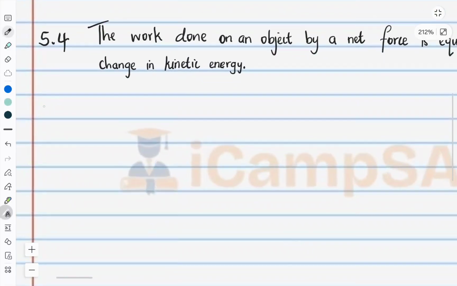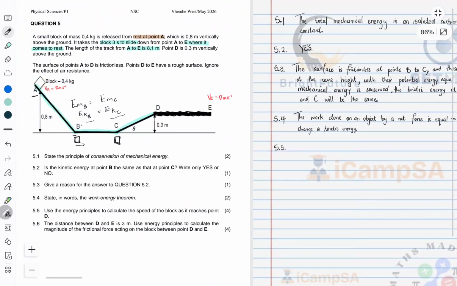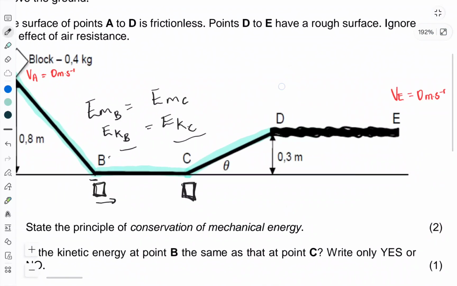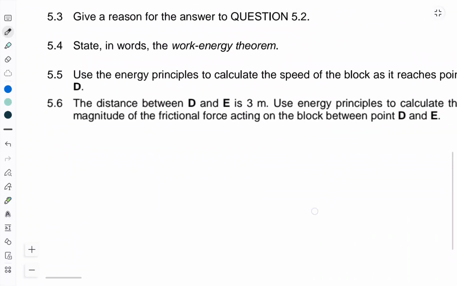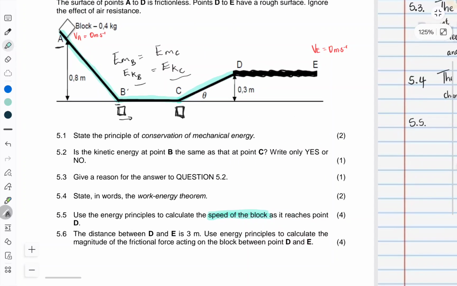Okay. We are at 5.5. So energy principles include the principle of conservation of mechanical energy, or the work energy theorem, and so on. Okay, so let's see. Let's see what we know about points A and D. So what are we trying to find? We're trying to find the speed of the block as it reaches point D. All right, so what do we know about A and D?